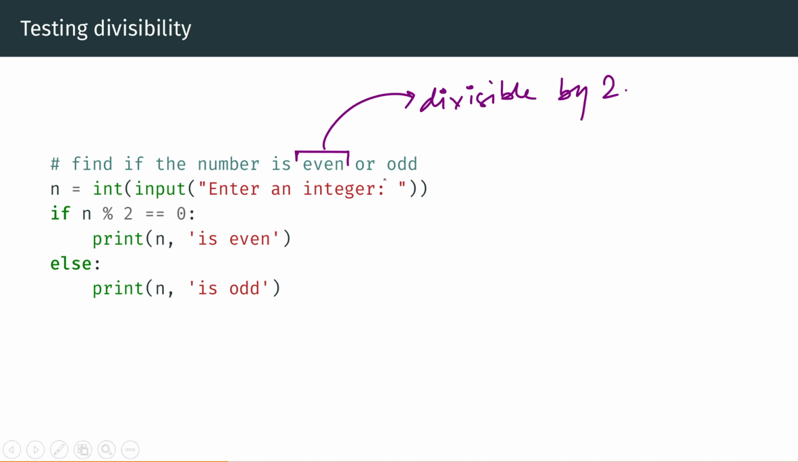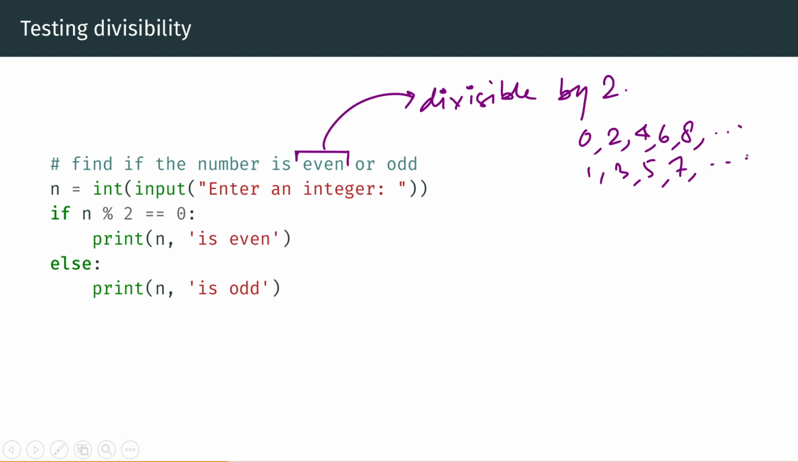And it's odd if it's not, right? So examples of even numbers: 0, 2, 4, 6, 8, and so on. Examples of odd numbers: 1, 3, 5, 7, and so on, right?